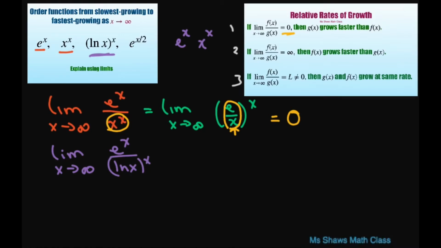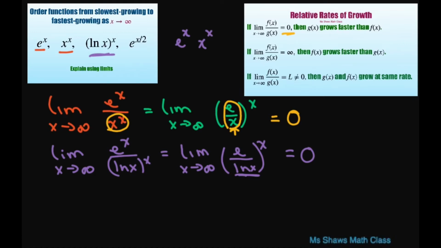All right, so let's write this as the limit as x approaches infinity, and then do the same thing we did before. Write this as e divided by ln of x to the power of x. Well, this also goes to 0 because the denominator is going to get a lot larger compared to the numerator, so that makes the whole thing smaller, closer and closer to 0. So the next, we know that e to the x is smaller, or grows slower, than ln of x to the power of x. Now let's also compare e to the x to the next one.